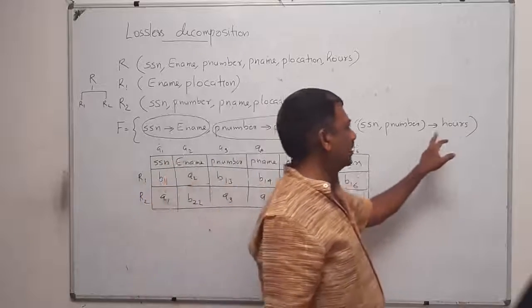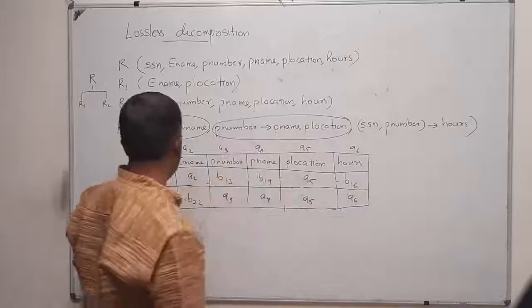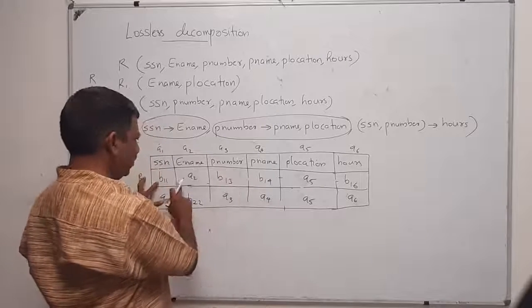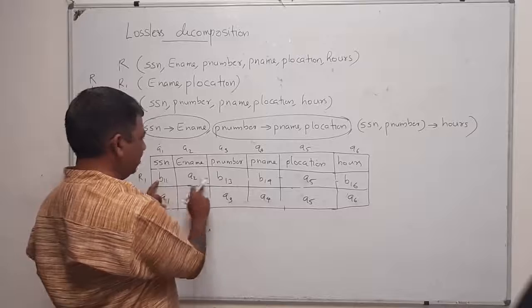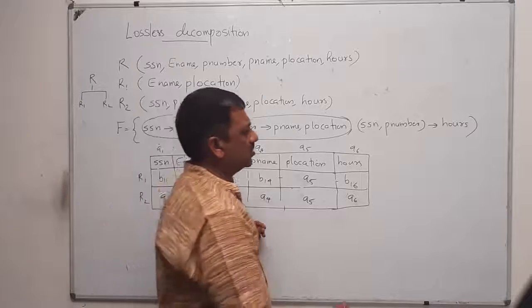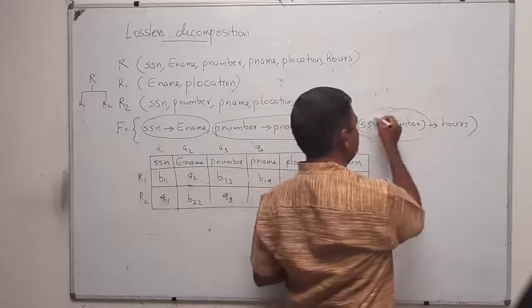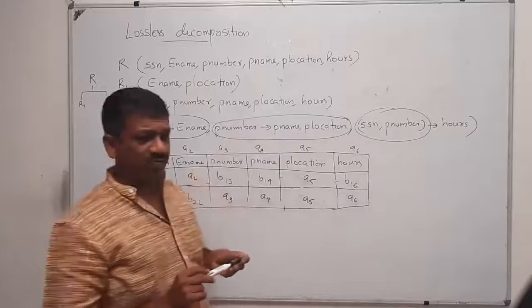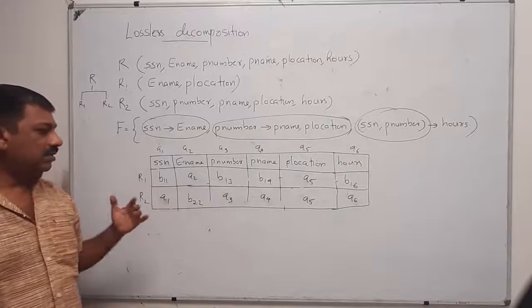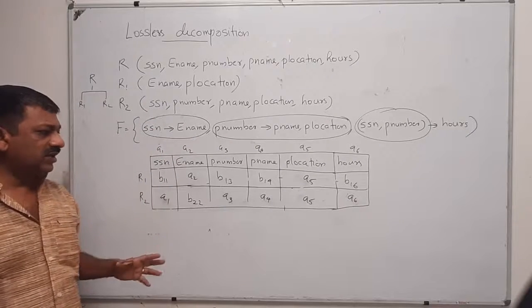Now SSN, P number determines hours. SSN and P number. So here it is B11, B13, A1, A3. All those are different. So here there is no possibility for any rewriting or something like that.